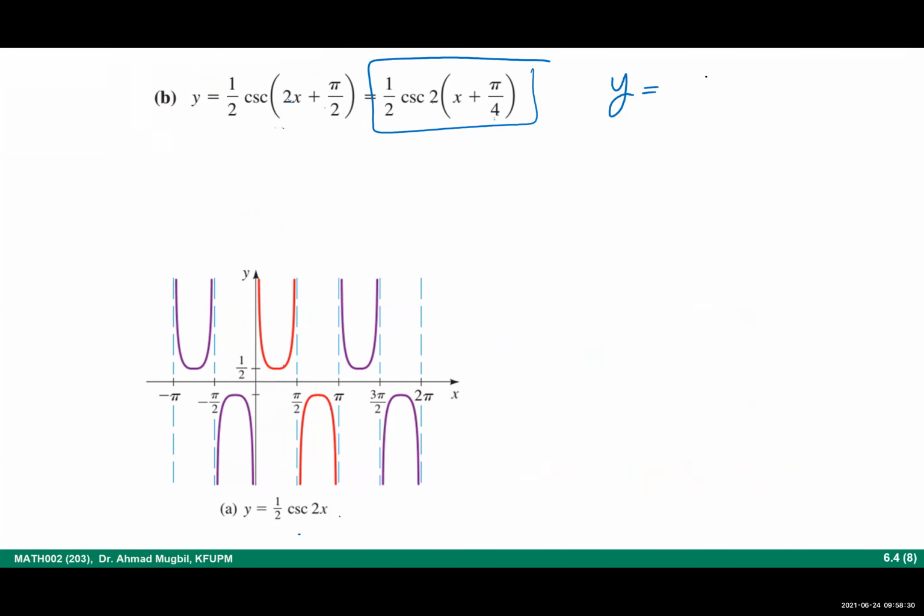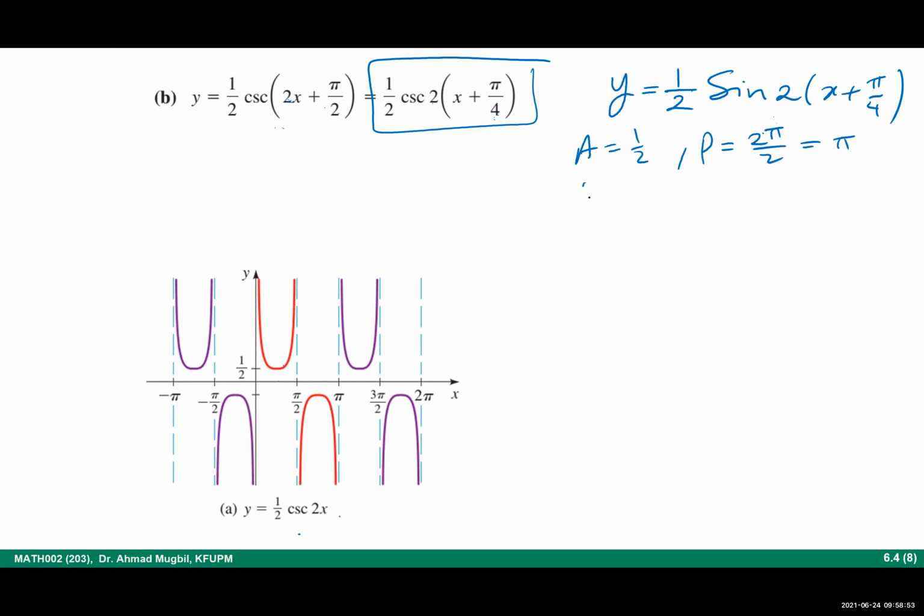Cosecant is 1 over sine. The answer is to sketch the graph of sine of 2x plus pi over 4. Sketch the graph of this function, and you know how to do that from 6.3. What is the amplitude? The amplitude is a half. The period is 2 pi over 2, which is pi.